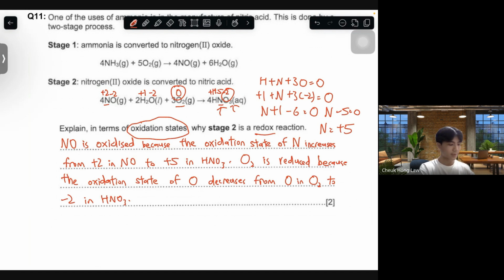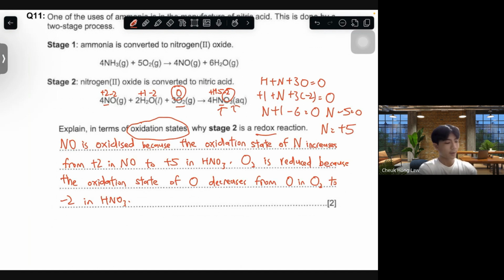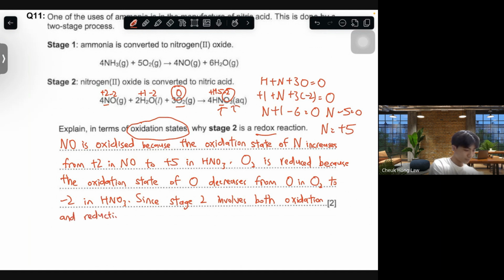Then finally, because we want to answer the question, right? Why stage 2 is a redox reaction? Since stage 2 involves both oxidation and reduction, it is a redox reaction. And that is how you answer redox reactions in terms of oxidation states.